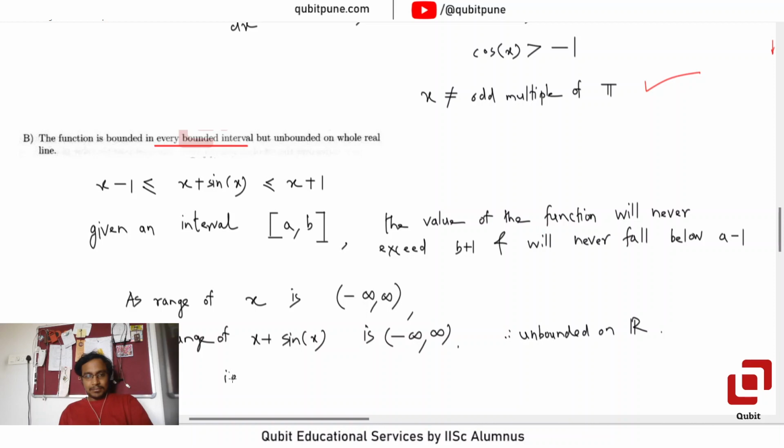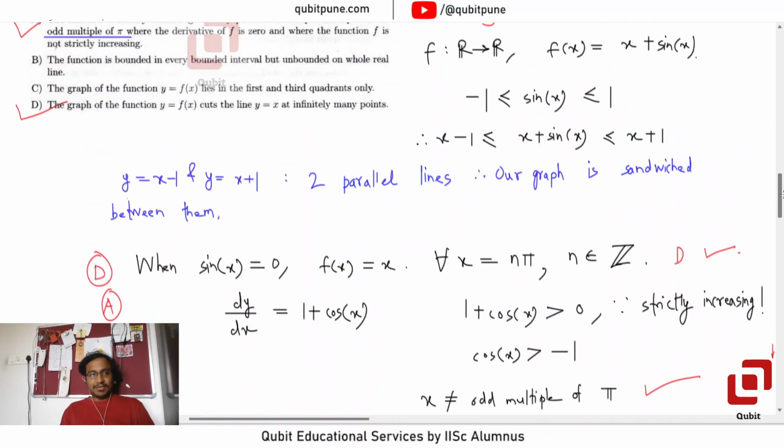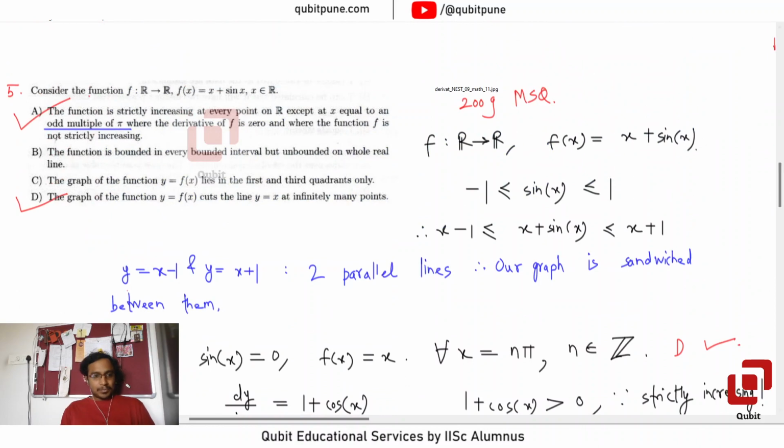That is, no real number m belonging to R exists such that mod of f of x is less than m for all x. Okay, no such m exists. So B is true. Now what about C?